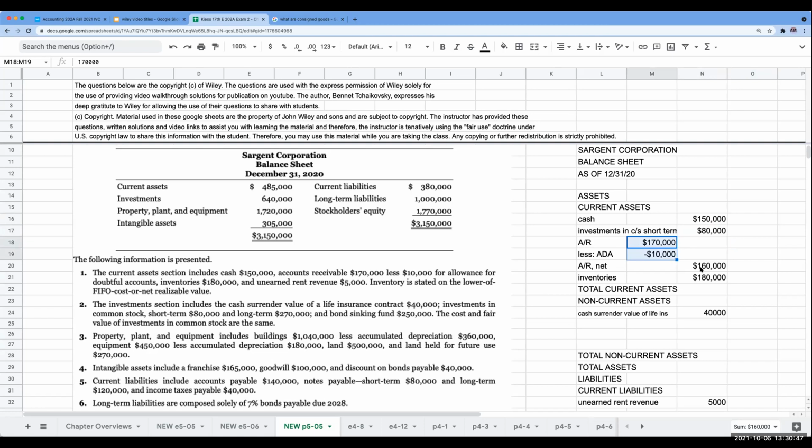AR is a little bit different. AR is I have to collect it. Inventory is less liquid than accounts receivable because with inventory, I have to first sell it, right? So as we go through and look at this here, that's how that works.